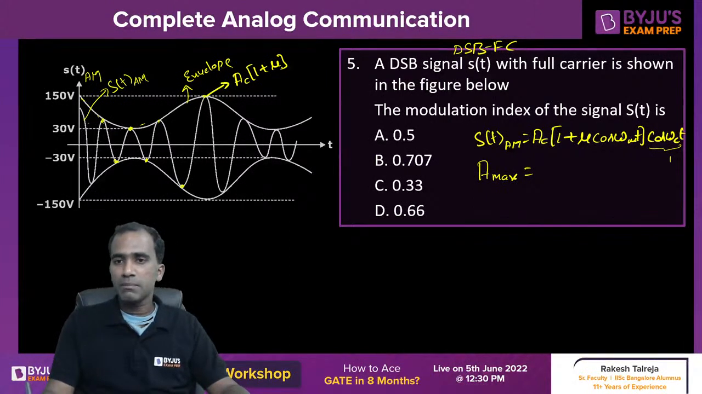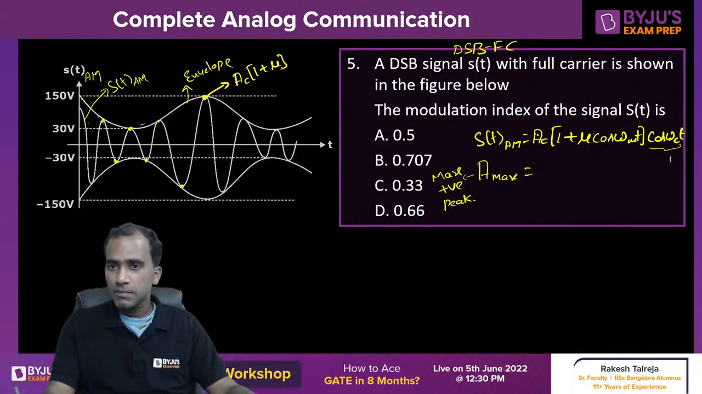Right? We want the maximum positive peak. Amax means we want the maximum positive peak. We are interested in the maximum positive. We have a lot of positive peaks. Among them, we want the maximum positive. How much is the maximum positive peak? The maximum positive peak happens when this part becomes maximum. This is deciding the peaks, and this decides the amplitude of that peak. And when this is maximum, we get the maximum peak. See this one? We get the maximum peak when this part becomes maximum.